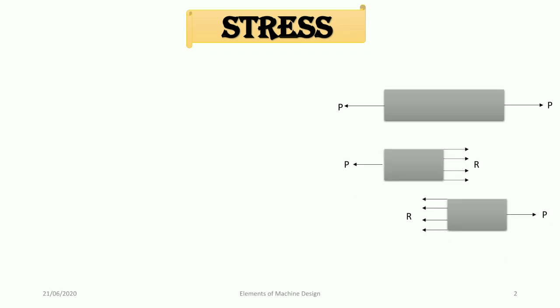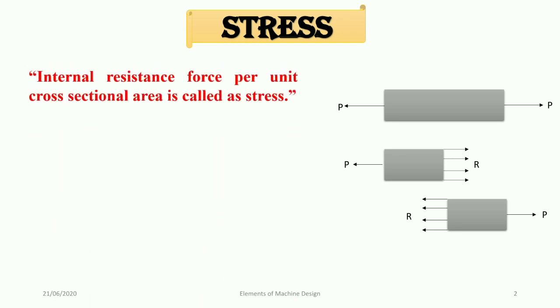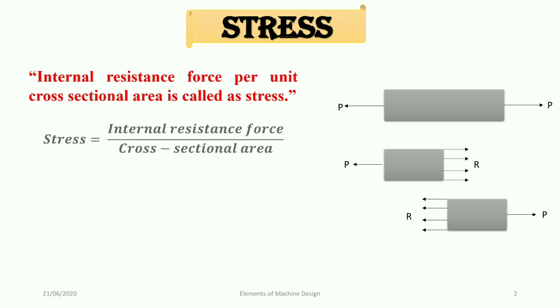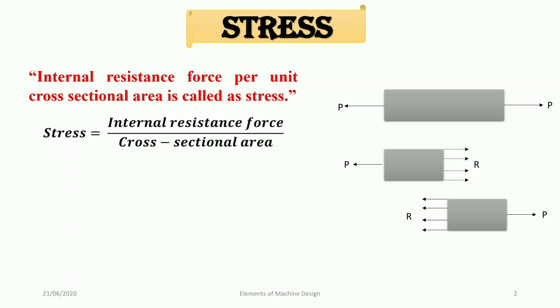Now due to load P, what happens? The internal resistance R is set up in the material, and it resists the load P. So this internal resistance force per unit cross-sectional area is called stress. Therefore, stress is equal to internal resistance force divided by cross-sectional area.